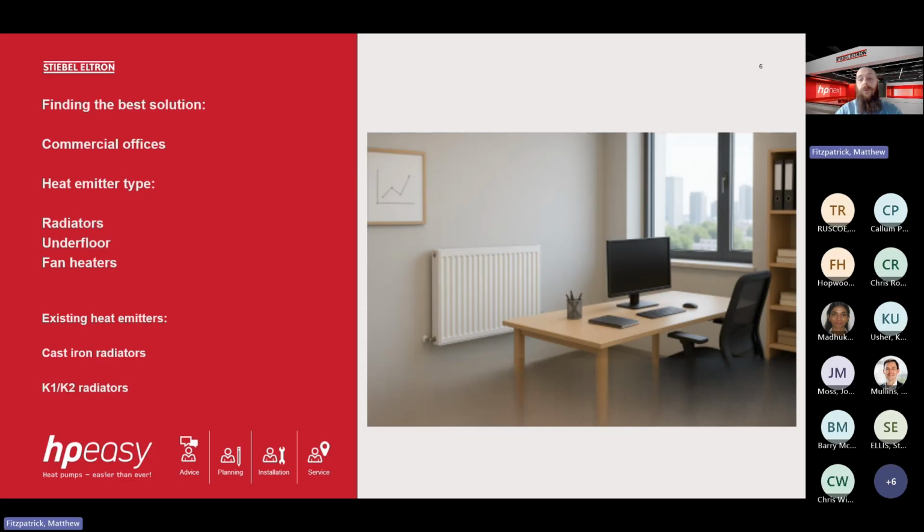We also look at cooling in offices. We all like to achieve a comfortable temperature throughout summer and winter. When we're looking at cooling, we cannot cool through conventional radiators, either K1, K2, K3 or cast radiators. It's normally done through underfloor heating or fan coil units.